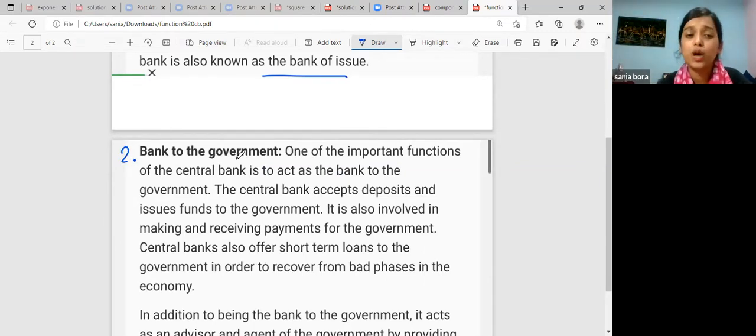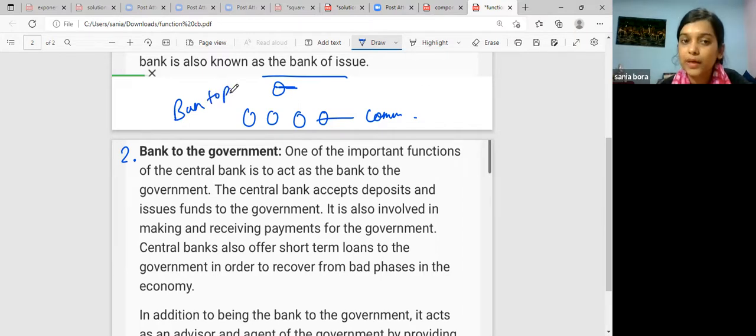Now, the second function: bank to government. See, there are two kinds of banks: the central bank and commercial banks. Commercial banks are where common people go. But in the central bank, only the government goes, so it is the bank to government. The bank to the public, or common people, is the commercial bank. We common people cannot go to the central bank, but the government ruling the country can. They can carry out their transactions in the central bank. Clear?